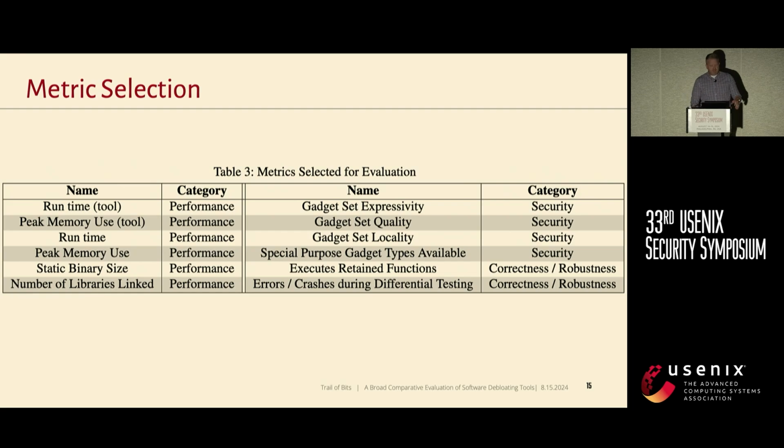All right, in terms of the metrics that we evaluated them against, like I mentioned before, the debloating literature has over 30 different metrics that are being used. And many of these, particularly for security, are somewhat contested as to whether or not they're valid or useful. Ultimately, we selected these 12 metrics. We can see half of them are performance, related to both the performance of the tool itself and the debloated programs they produce. And then we also selected 4 security and 2 correctness and robustness metrics for the debloated programs that are being produced by these tools.